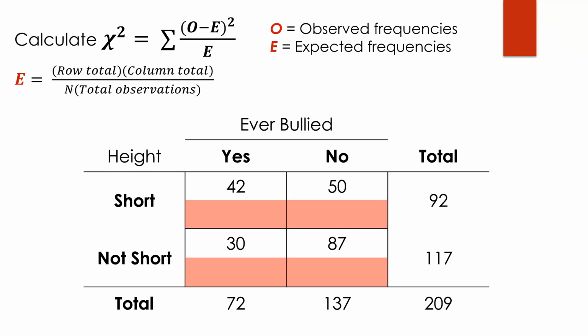You would do that for each combination. So with this data, we would do it a total of 4 times. There are 4 combinations here. And then you would sum each of those together. So you should get 4 numbers, you sum them all together, and that is your chi-square.